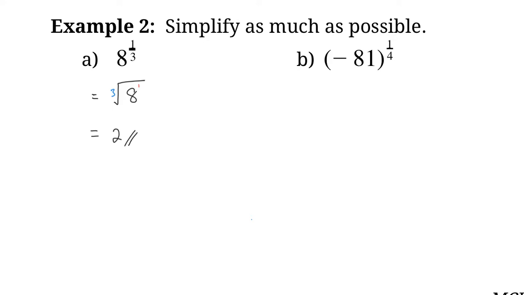And in this next one, we have negative 81 to the power of 1 over 4. And since 4 is our denominator, that would be our root. So this is the fourth root of negative 81 to the power of 1, our numerator. But we cannot take the fourth root of negative 81, so there are no real solutions here. And we know this because we can't multiply a real number by itself 4 times to get a negative number.